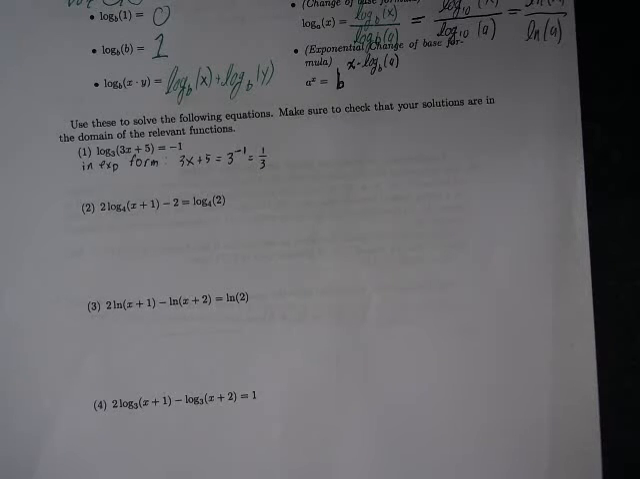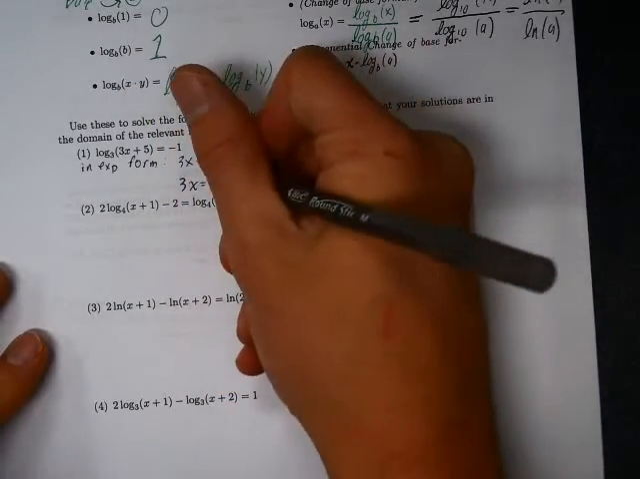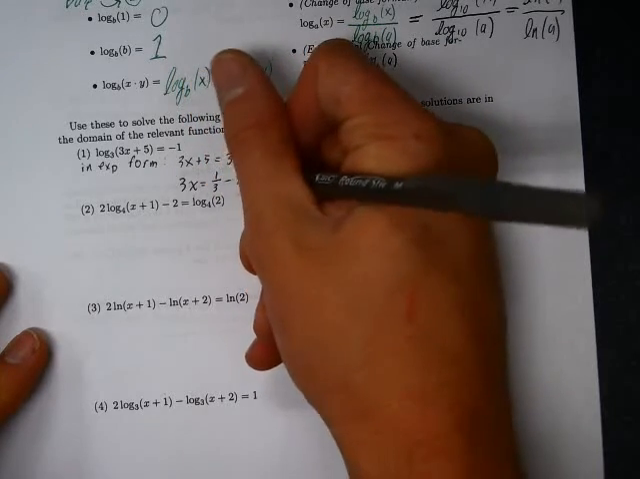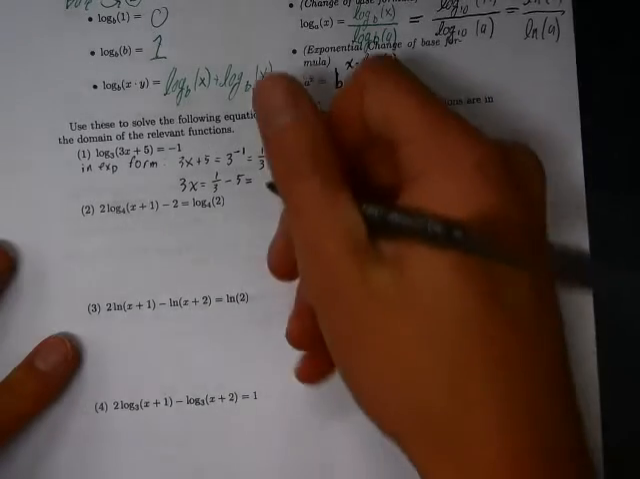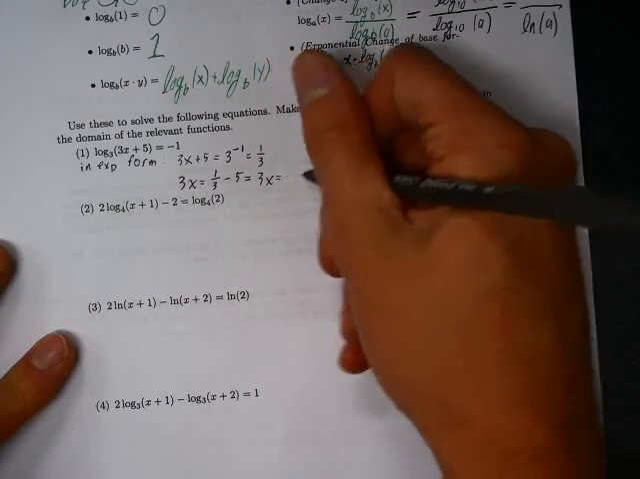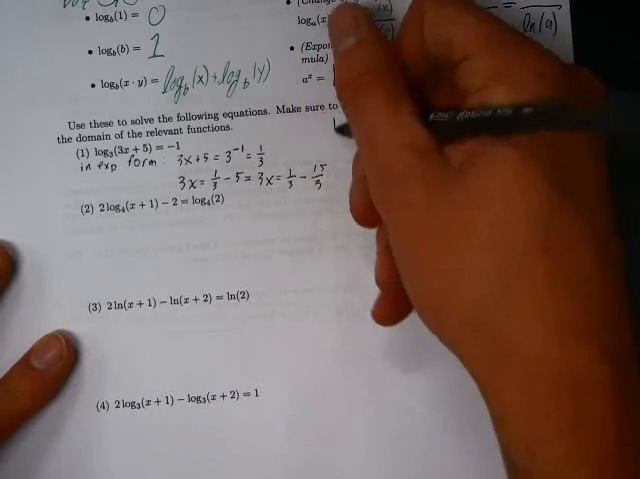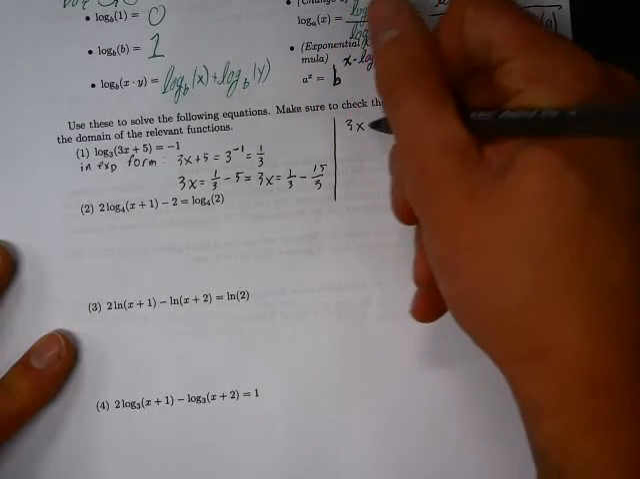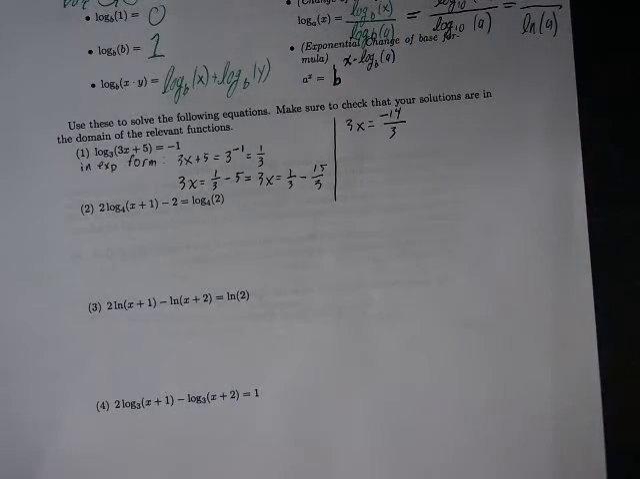So let's go through it. On this side, I see 3x plus 5, so maybe I need to subtract 5 from both sides. 3x is equal to 1/3 minus 5. I would like to get a common denominator to subtract the fractions. So 3x is equal to 1/3 minus 15 over 3. 3x is equal to negative 14 thirds. Did I do that correctly?